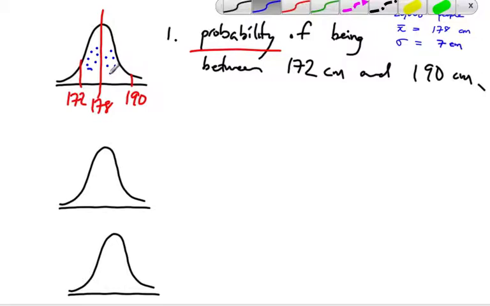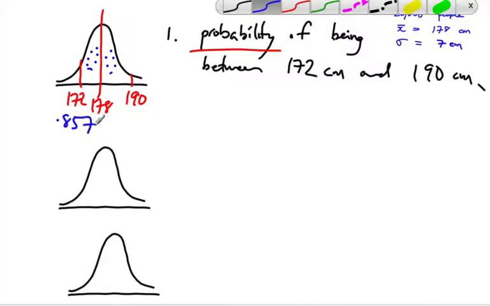So we've got to work out what 172 is as a Z value. 172 is not in our tables, but we have to turn the 172 into a Z value, and you do it like this. It is 6 away from the middle. The standard deviation is 7, so therefore 6 divided by 7 is the Z value. And 6 divided by 7 is 0.857.